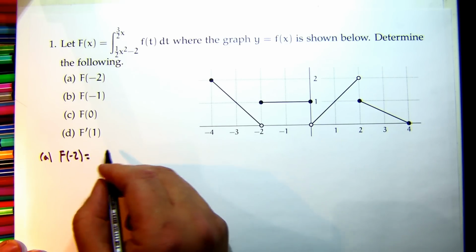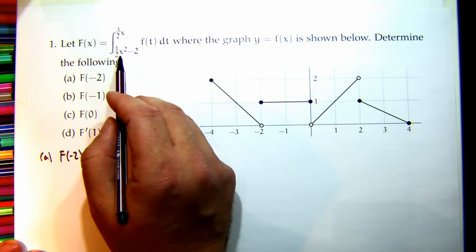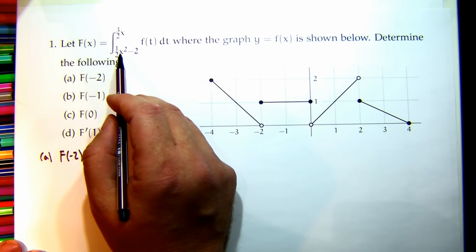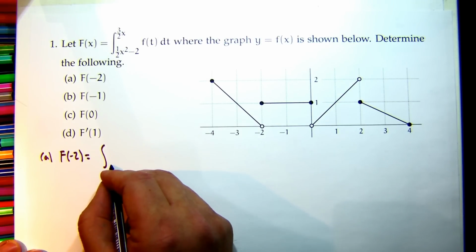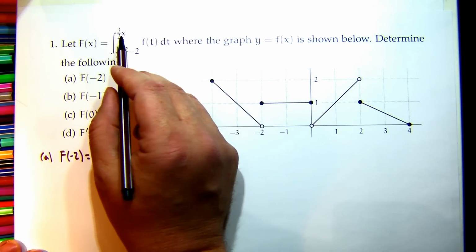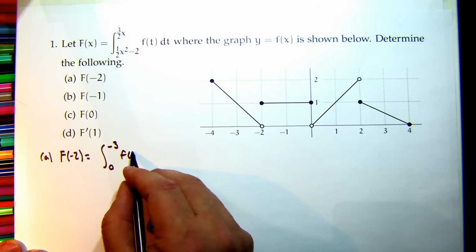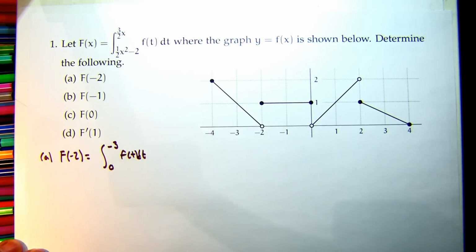So take -2 and you plug it into your bounds. -2 squared is 4. A half of 4 is 2. And 2 minus 2 is 0. So it becomes 0. 3 halves times -2 is -3. And then f of t dt. Now this is sort of the wrong way to write the integral because we usually think of going from a to b where a is smaller than b. So the bounds are sort of in the wrong order.